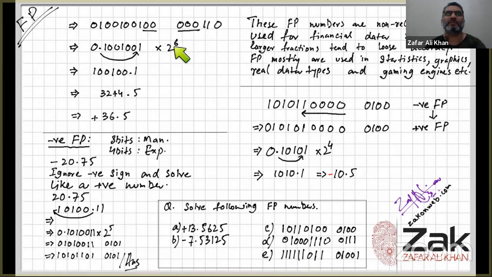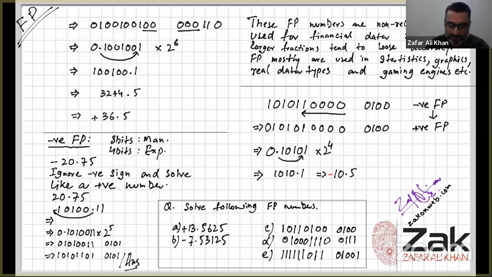Then we resolve this exponent by having this point move towards the right. Why right? Because the exponent is positive, and how many times? 6 times. So 1 2 3 4 5 6. This has become 1001000.1, and if we solve it, this would become 1 2 4 8 16 and 32. So 32 plus 4, this has become 36, and 0.1 has become 0.5. So this is your answer.